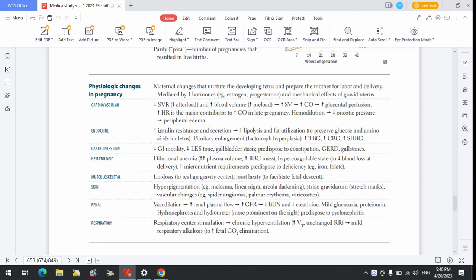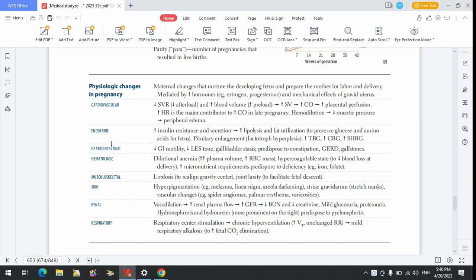In the later aspect of pregnancy, increased cardiac output is maintained by increased heart rate. Then there's also peripheral edema, which is experienced because of the dilutional phenomenon that they have, causing a reduction in the plasma colloidal osmotic pressure, or the oncotic pressure, bringing about peripheral edema. Then endocrine. So what are the endocrine manifestations?